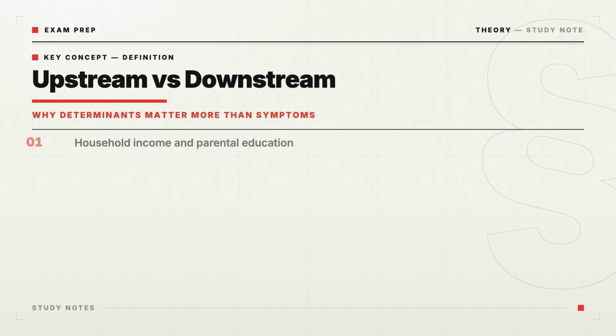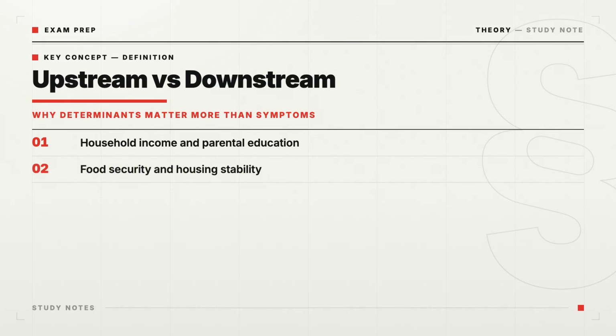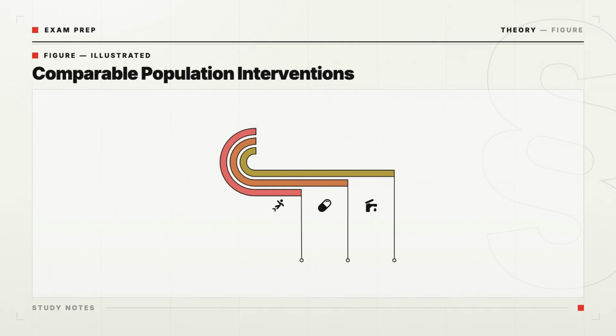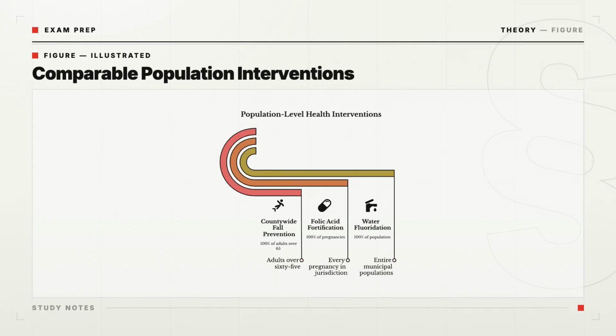School readiness gaps aren't a disease. They're the downstream result of income, education, food security, housing, and preventive care access. Treating the readiness gap alone means endless remediation, but changing the determinants means the next cohort arrives already better prepared. The same pattern shows up elsewhere. Folic acid fortification lowered neural tube defects across every pregnancy in a jurisdiction. Water fluoridation cut dental caries across whole municipal populations. County-wide fall prevention reaches every older adult, not just those who mention a fall to a clinician.